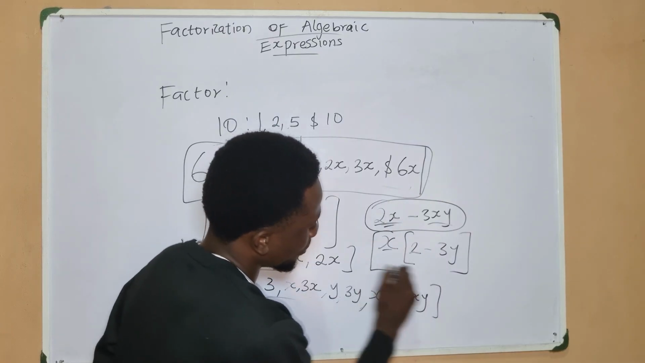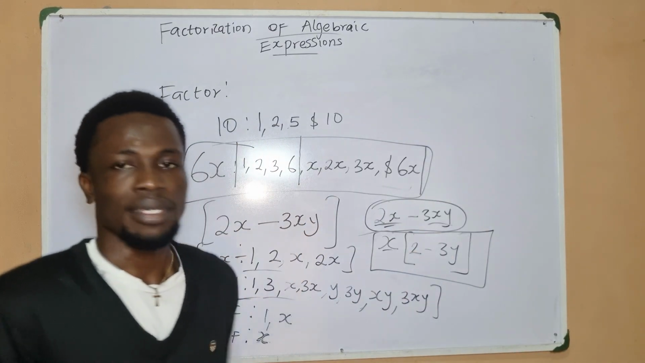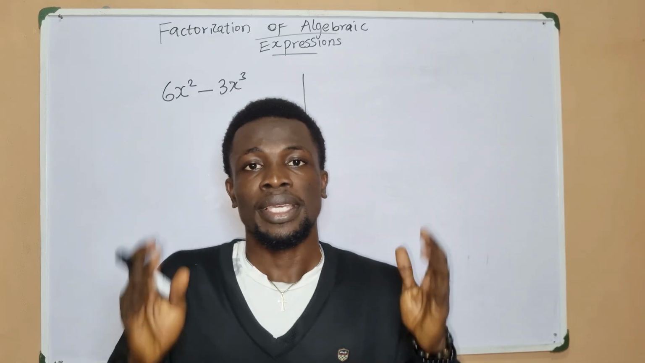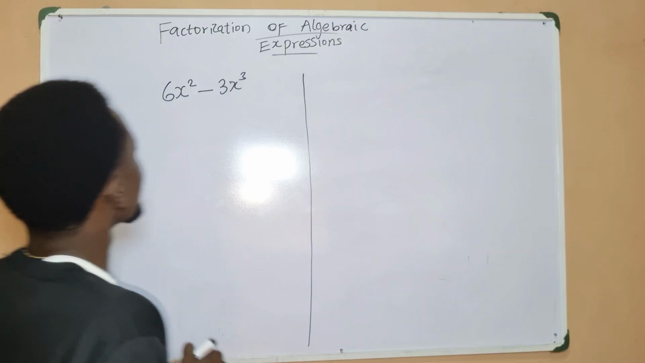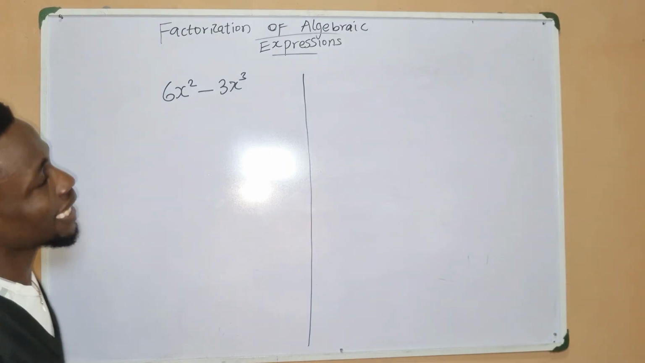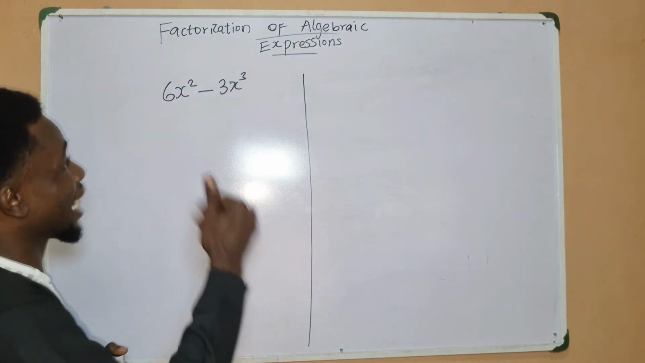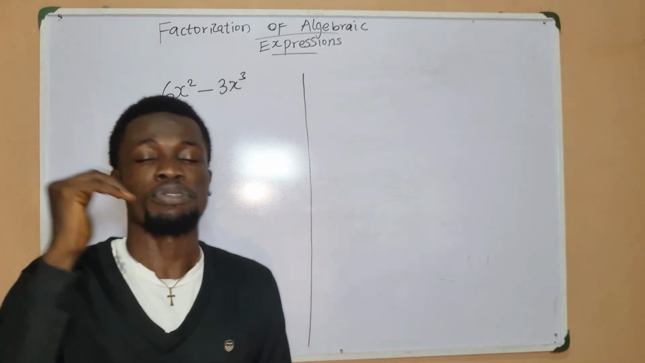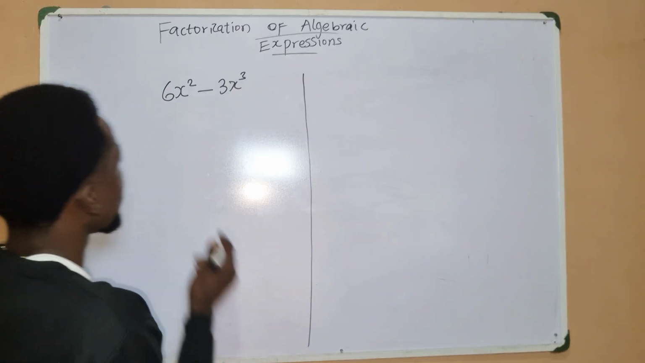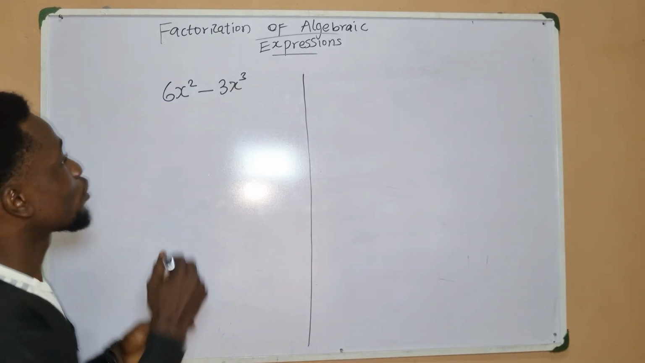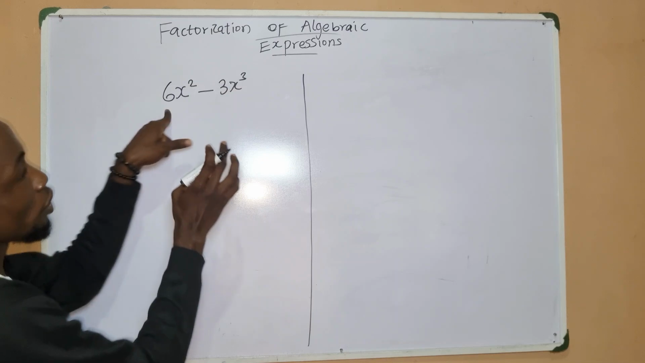The factorized form is this. I hope you got that. Now, let's have another example on this. 6x squared minus 3x cubed. We are asked to factorize this particular expression. And like I said, the first thing to do here is to get the factors of each of the terms.